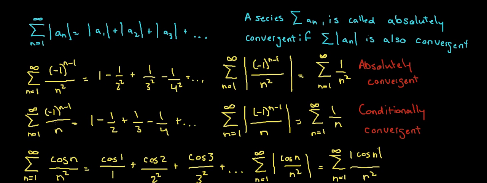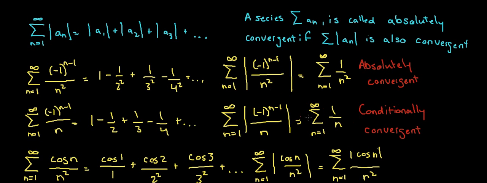Take the example of (-1)^(n-1) over n: 1 minus 1 half plus 1 third minus 1 fourth. This is an alternating series, and we already know it's convergent. But if we take the absolute value, it will be equal to 1 over n, which we know not to be convergent. So this is said to be conditionally convergent.